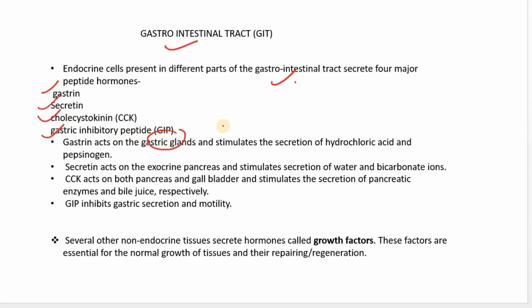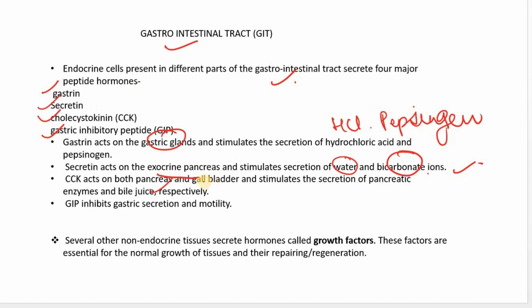Gastrin acts on the gastric glands and stimulates the secretion of HCl and pepsinogen. These help in the digestion of food. Secretin acts on the exocrine region of the pancreas and stimulates secretion of water and bicarbonate ions. These also help in digestion of the food. CCK or cholecystokinin acts on both pancreas and gallbladder and stimulates the secretion of pancreatic enzyme and bile juice. GIP or gastric inhibitory peptide inhibits the gastric secretions and its motility.